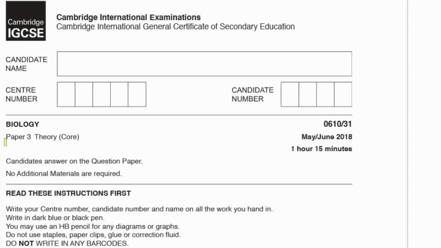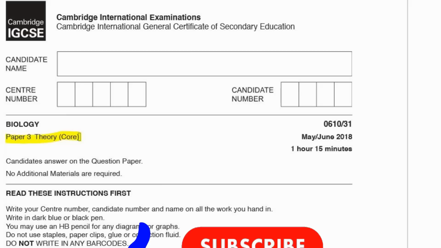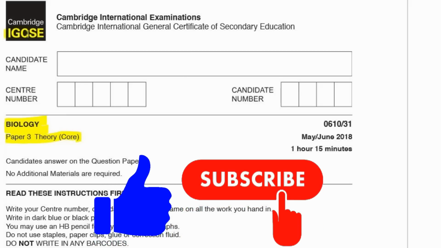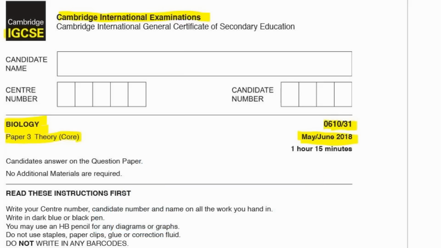All right, let's go through paper 3, which is the theory core option for biology. And this is Cambridge IGCSE from Cambridge International Examinations, May-June 2018, and the code is 0610/31. All right, let's get started.